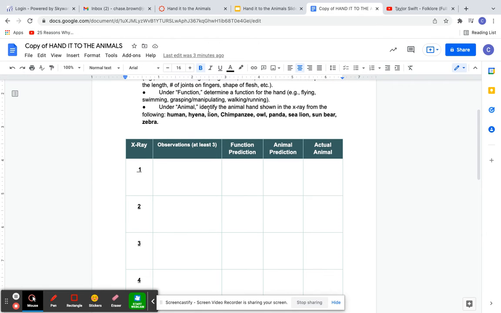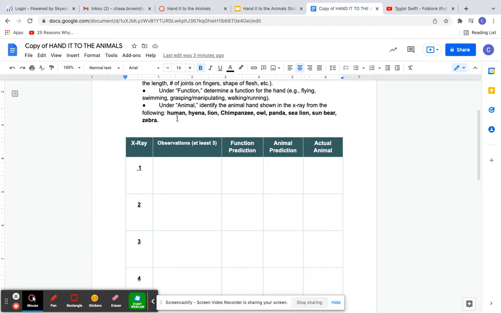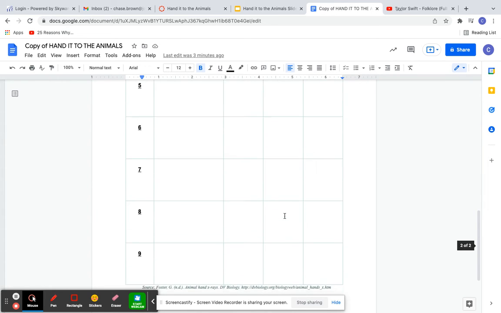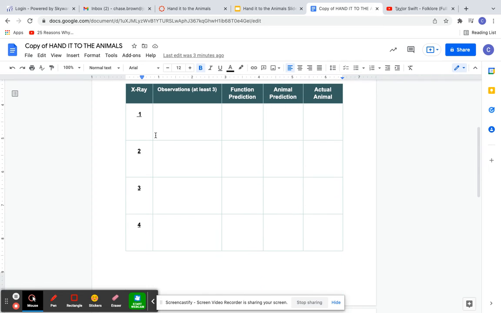So here are your choices. Under animal, identify the hand shown in the x-ray from the following. So these are like your multiple choice answers here. It could be a human, a hyena, a lion, a chimpanzee, an owl, panda, sea lion, sun bear, or a zebra, okay? Those are your options for what your prediction could be. All right, so let's look at the actual slideshow. So number one.